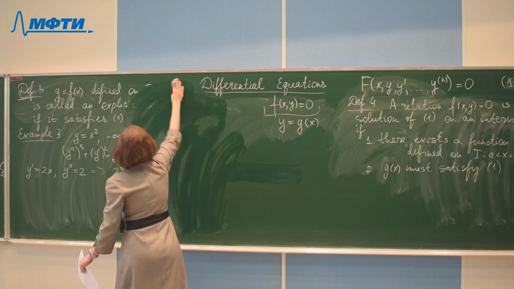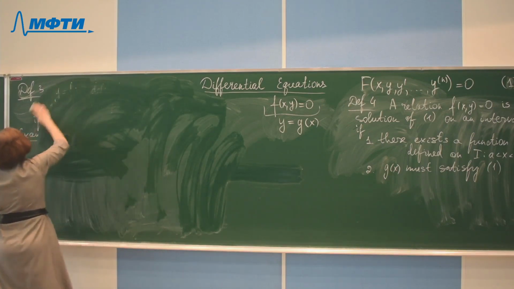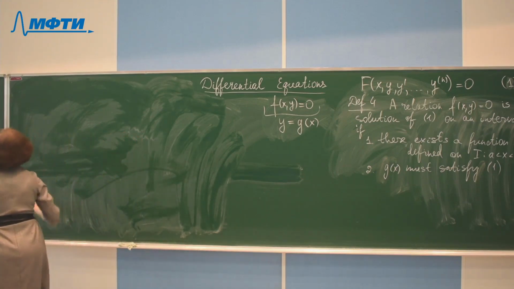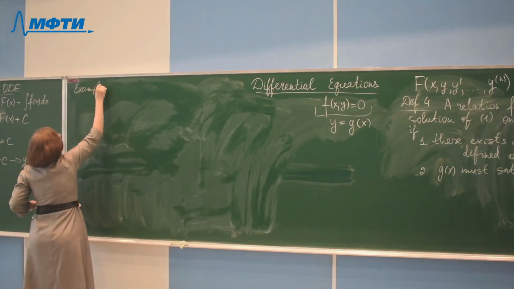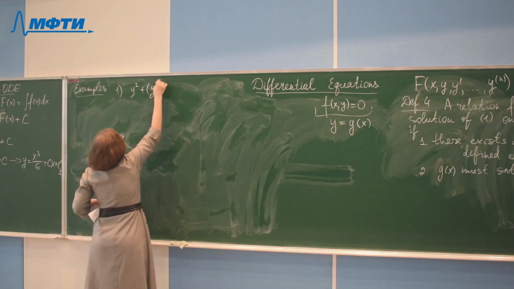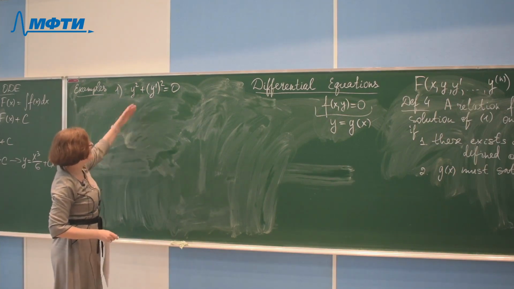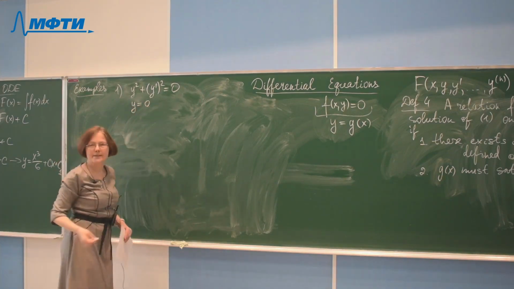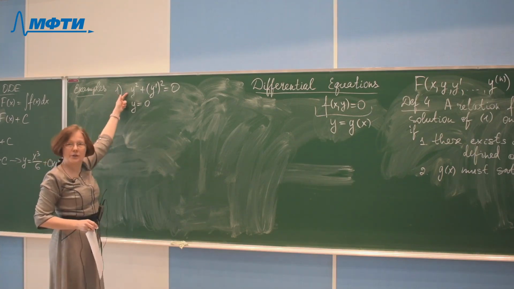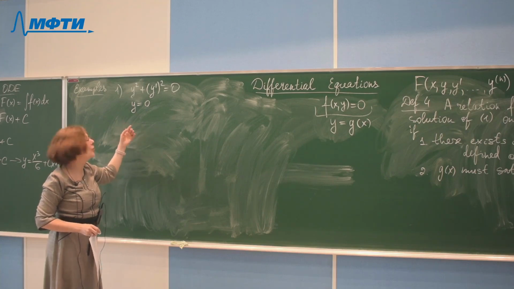But this is not true. This conclusion is not correct. There are some counterexamples. Okay, so first, if we consider something like y squared plus y prime squared equals 0. This is a first order differential equation. But it can be satisfied only by the function y equals 0, identically 0, right? No other function will satisfy this equation. So this is a first order differential equation, but the solution involves no constants of integration, right?